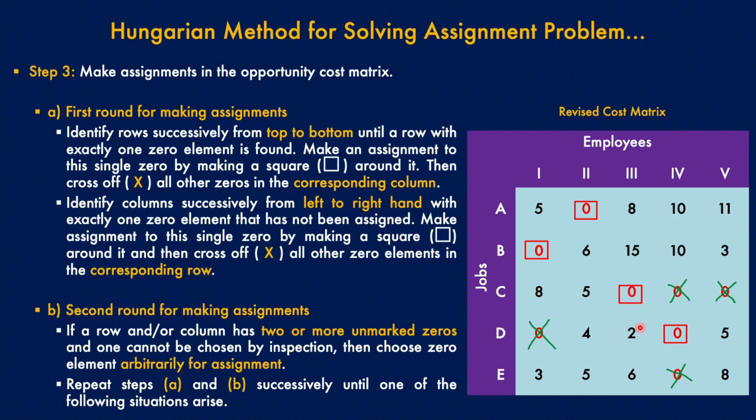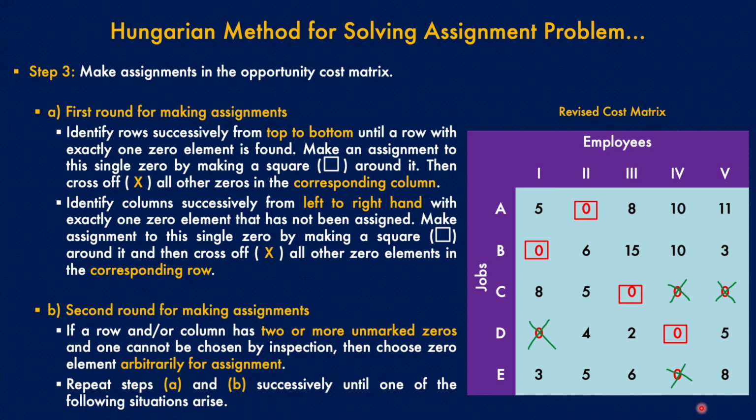Immediately once we select a particular zero, we can cross off the other zeros in that particular column or row, and then there will remain another zero. We will select that too. We have to repeat this process until such a situation comes that there is no more independent zero element present. After doing this, we have to check whether we have reached the optimal solution or not.